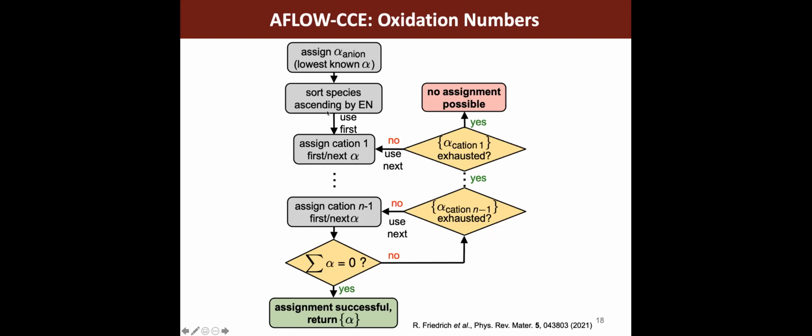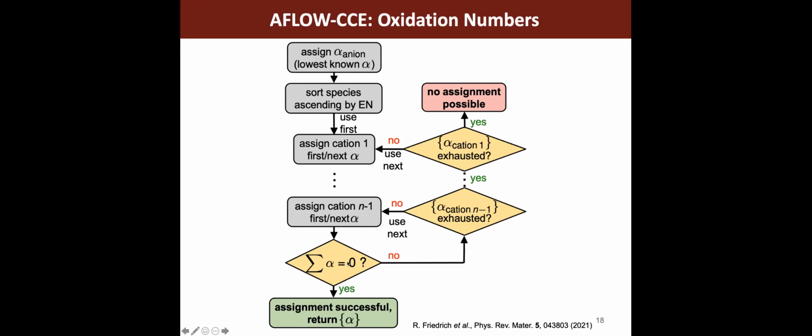And when you have sorted them, we take the first cation species, which is the most electropositive one, and we assign to it the most positive oxidation number that we know. Then we go to the second cation species and do the same. The first oxidation number that we take is the most positive one, and we do this for each cation species. Then we have a first assignment of all the oxidation numbers, and we check: is the sum of all the oxidation numbers 0? If this is the case, then we regard this assignment as successful.